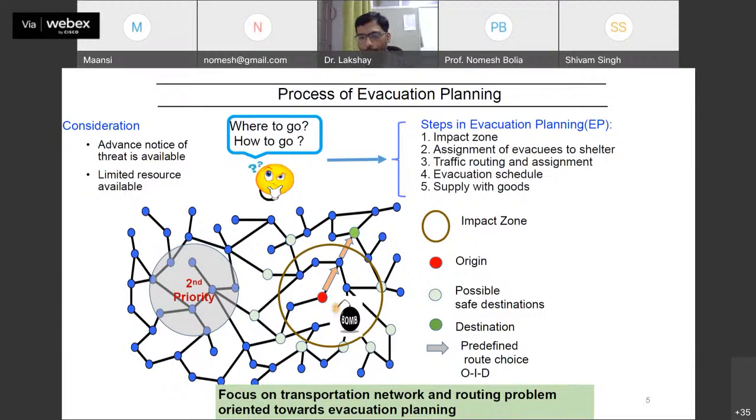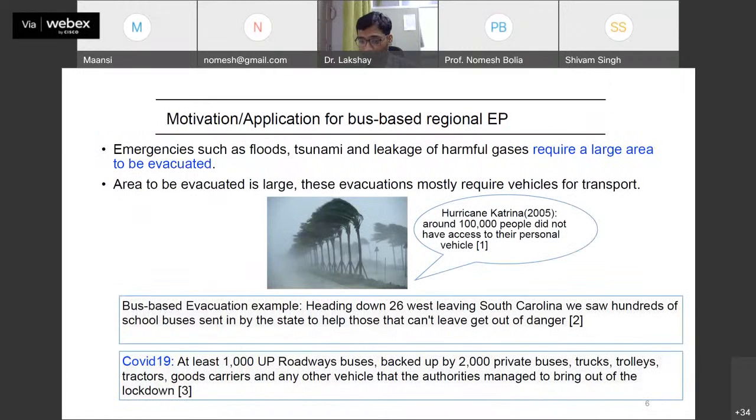Once the disaster actually happens, how we should respond, but this is not a part of this book. That is a different study altogether. So let's see what kind of different models are required. But first, I will emphasize why we focus on bus-based planning.